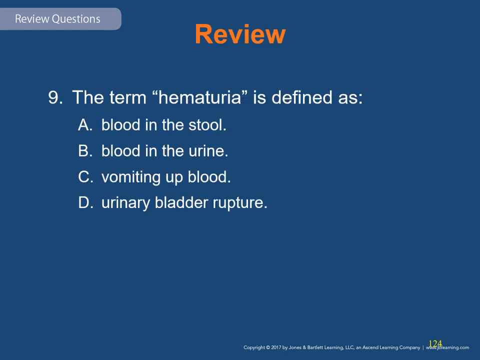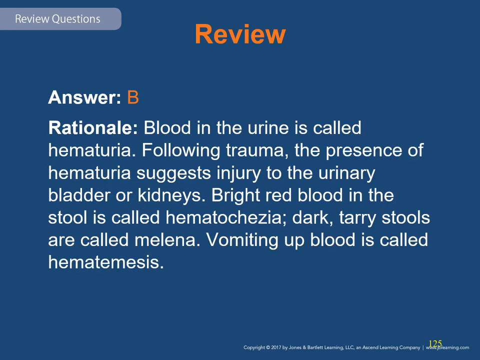Review question 9. The term hematuria is defined as: A. Blood in the stool, B. Blood in the urine, C. Vomiting up blood, or D. Urinary bladder rupture. The correct answer is B.